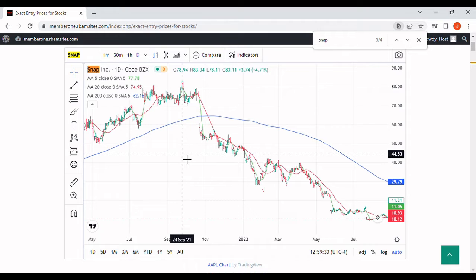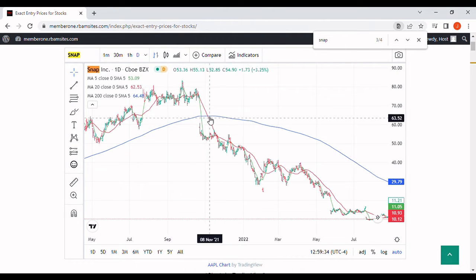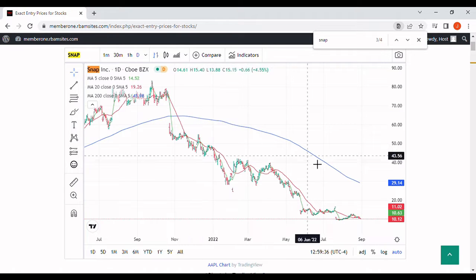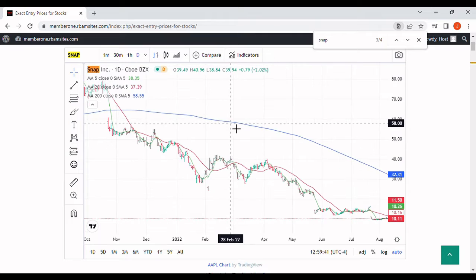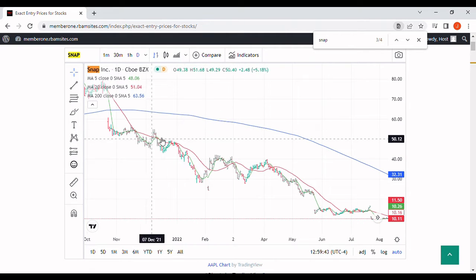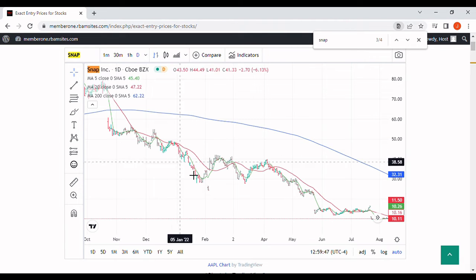We can see we made a high in this stock around $83 back in September '21. Broke the 200-day moving average, and the 200-day rolled over. This stock's been in the bear market ever since. We've had a variety of different trading patterns exhibited by this stock during that time. You had some respect for the 20-day moving average. You had a lot here.